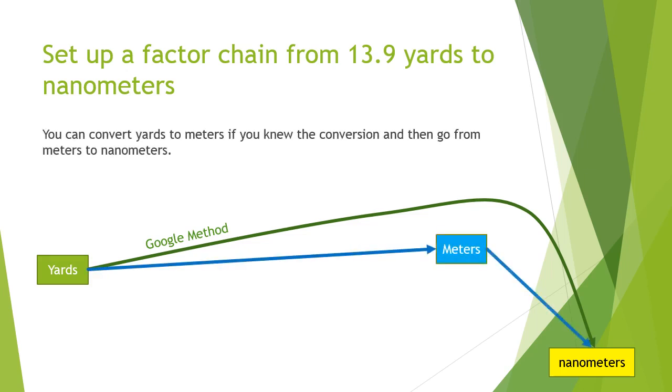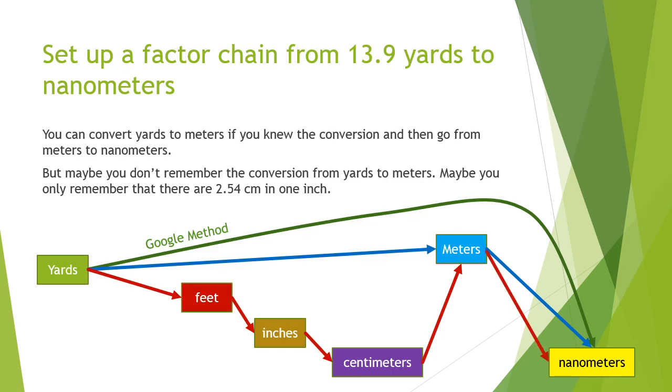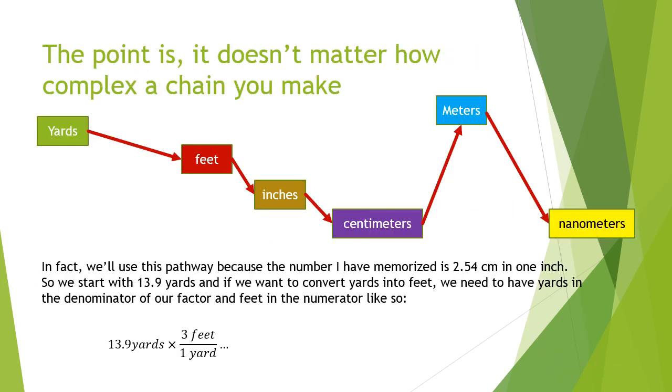You could convert yards to meters if you knew the conversion, and then you could go from meters to nanometers. So if you knew that, say for example, there's 1.1 roughly yards in a meter, you could then go to meters and then go to nanometers. But maybe you don't remember the conversion from yards to meters, and maybe you only remember that there are exactly 2.54 centimeters in 1 inch. The point is, it doesn't matter how complex the chain is.